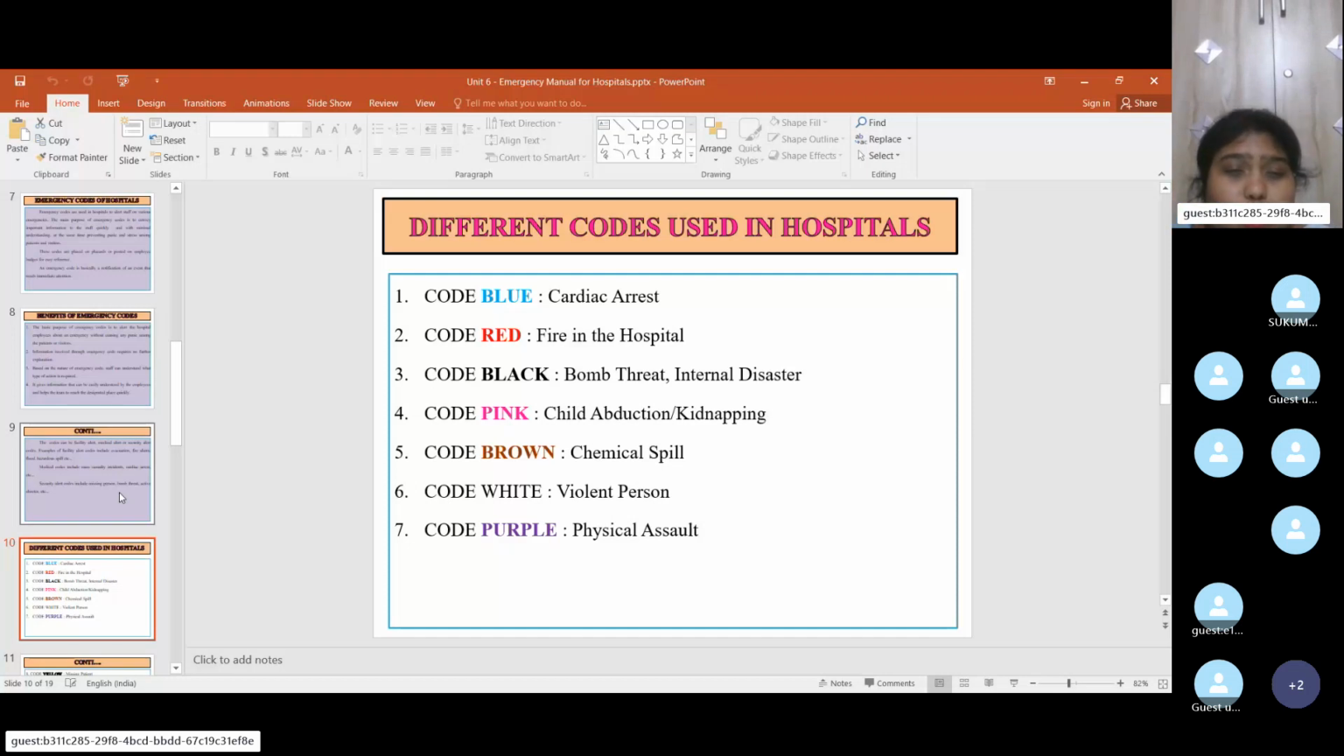And when we talk about code red, two things should come into your mind. In the previous class also, I have discussed two acronyms. The first acronym was RACE and the second acronym was PASS, if you remember. Can anybody expand what is RACE and what is PASS?